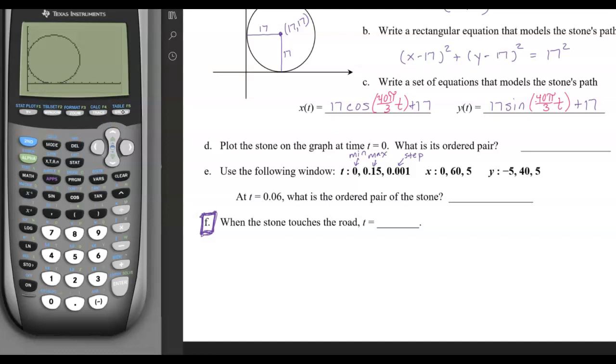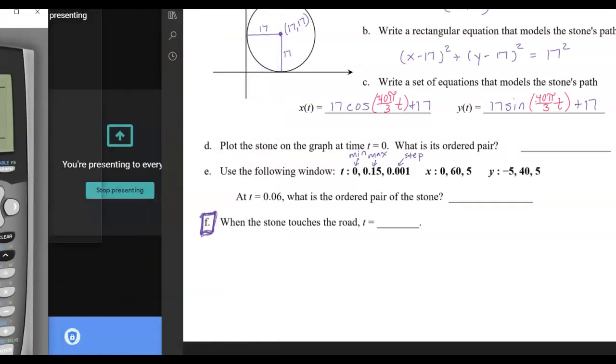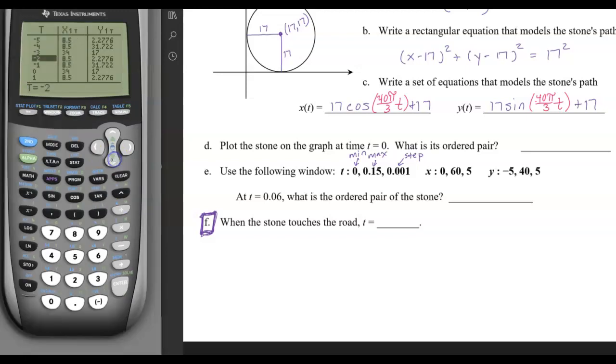Now, I'm trying to figure out where the stone will be at time 0. There's two ways you can do this. Either you can hit second trace and calc the value of t equals 0, or you can just look at the table because this is a whole number value of t, and just find when t is 0 what your coordinate point is. It's 34, 17.